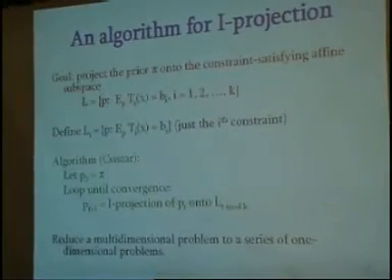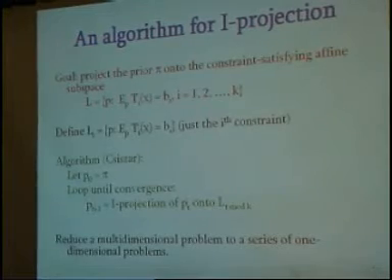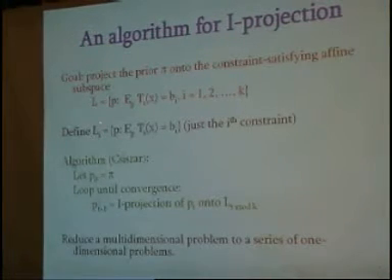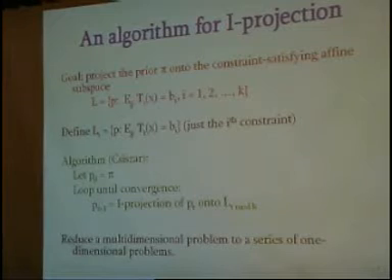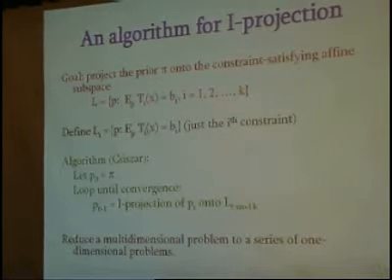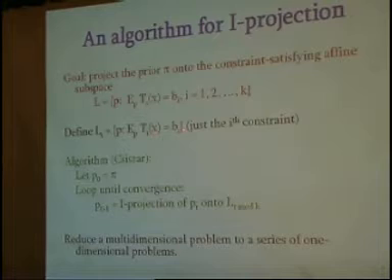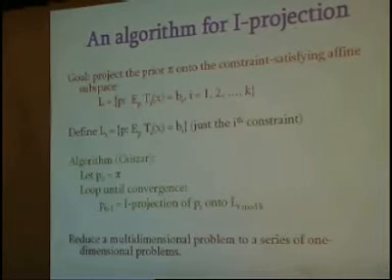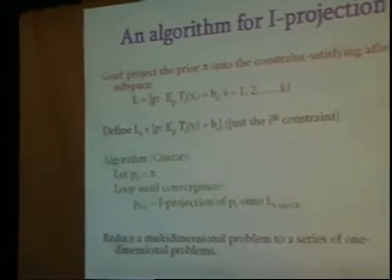So rather than doing a k-dimensional search, is there some way to reduce it to a one-dimensional problem? The way you can do that is, instead of looking at all k constraints, let's just look at one of them. Let's try to satisfy one constraint at a time. So let's look at constraint number i, which defines this linear subspace. If you just had one constraint, it would be a one-dimensional problem because you're just looking for one parameter eta. That's much easier. You can use line search or something like that.